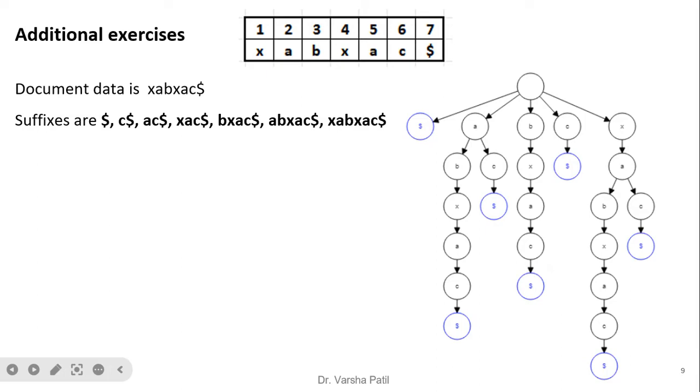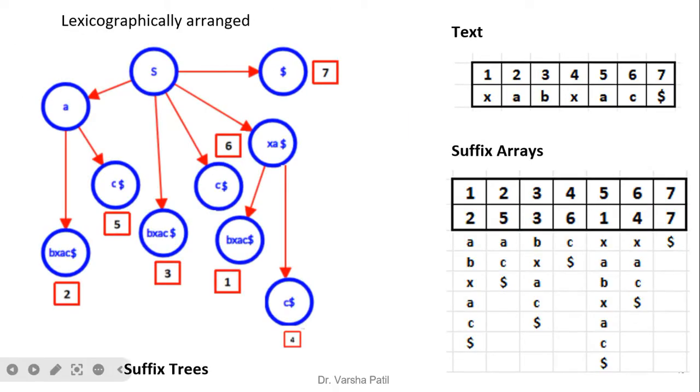Now the tree developed, we require to arrange it in ascending order. Now this is a lexicographically arranged tree, so we can see that the first branch is ABXAC, next branch is AC, then the next branch is BXAC, C, then the branch starting with XABXAC, C. So we are arranging. Now the first branch is ABXAC, stored at location 2, so 2 is stored here. Next branch is AC dollar. AC dollar starts at the fifth, so 5. Next branch is BXAC dollar, at the third location.